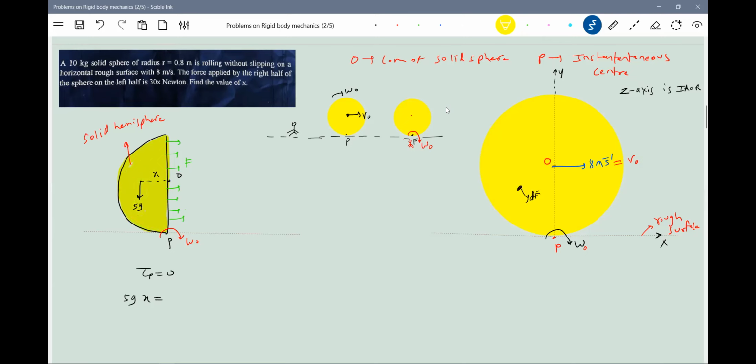Now how to calculate that? He is asking for the force, not the torque. Will it act at one point? The resultant we will take to be F net, somewhere here. That is what he's asking. So our entire problem becomes 5g into x equals F net into R. What is x? 3R by 8. Am I right?